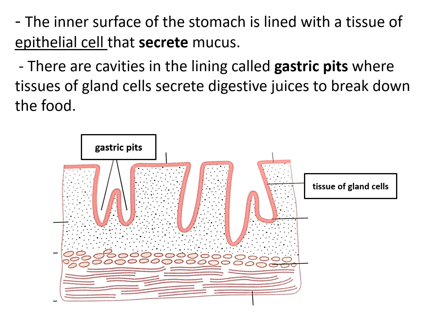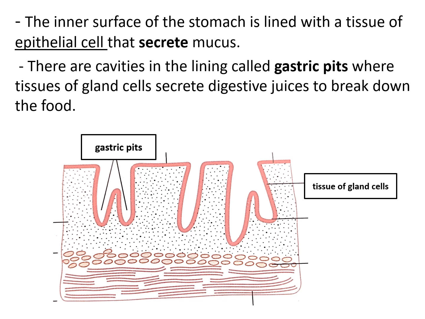The inner surface of the stomach is lined with a tissue of epithelial cells that secrete mucus, and this mucus helps the food slide by. Okay, in the inner surface of the stomach, I will find what? A tissue of epithelial cells that secrete mucus. And this mucus helps the food slide by.